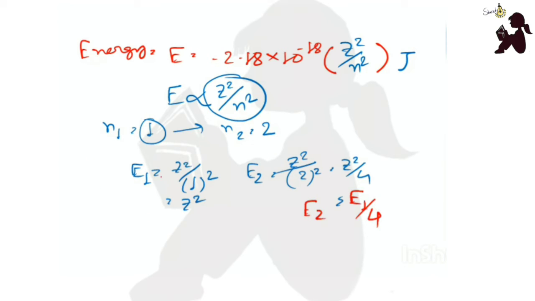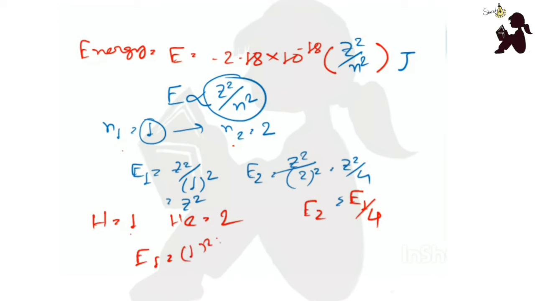Now if Z is changed, what will we do? If Z is changed, what will we do now? Let's say from H it has gone to helium. That is, from hydrogen it has gone to helium. So now E1, and let it also be constant, that from n1 it has gone to n2, and also Z is changed. So what will be the E1?